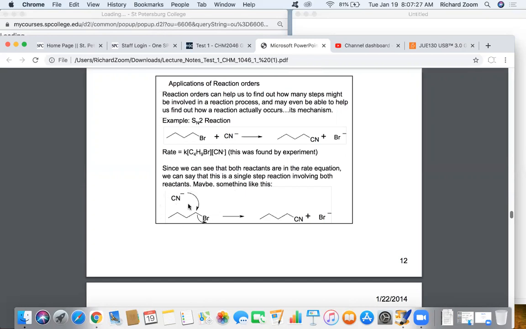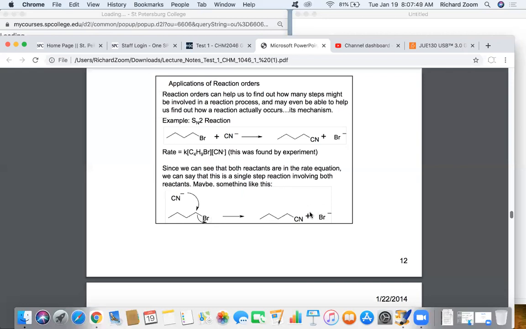And we would choose a mechanism that involved both the CN minus and the C4H9Br compound. This might be a way that we would interpret that data. So because both of them are involved, we can say CN minus attacks the C with the Br, and we end up getting this as a product.